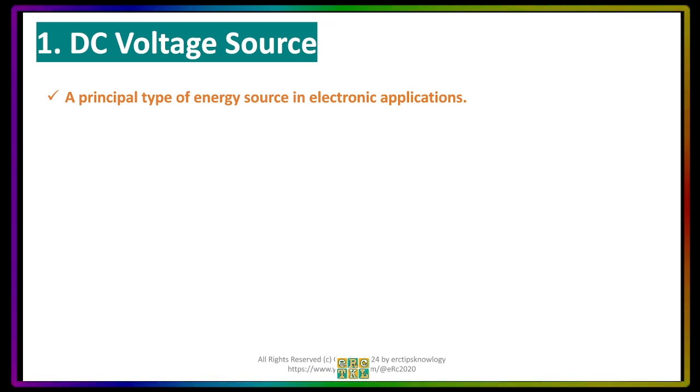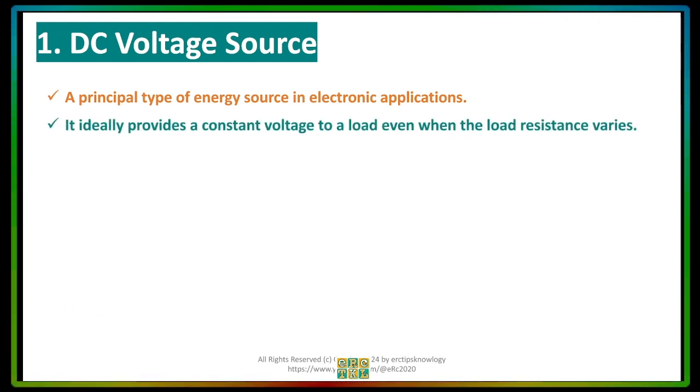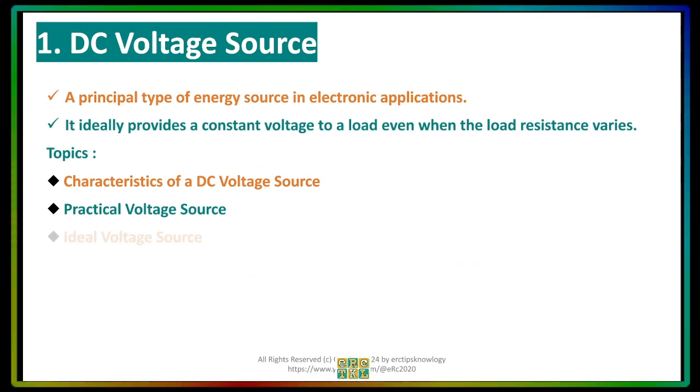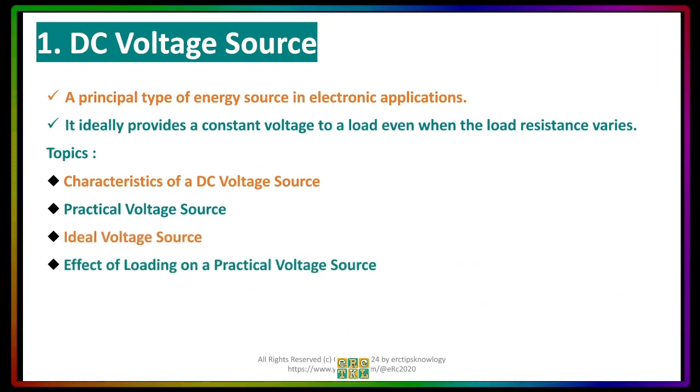The DC voltage source is a principal type of energy source in electronic applications. It ideally provides a constant voltage to a load even when the load resistance changes. So the topics that we will discuss here are the following: the characteristics of a DC voltage source, practical voltage source, ideal voltage source, and the effect of loading on a practical voltage source.